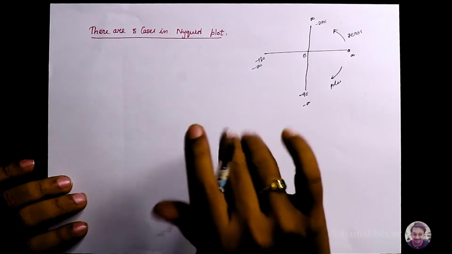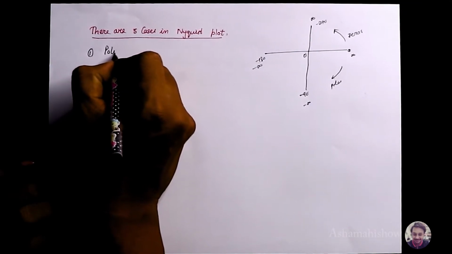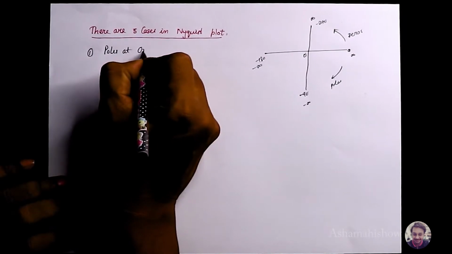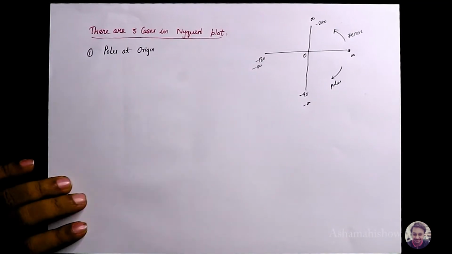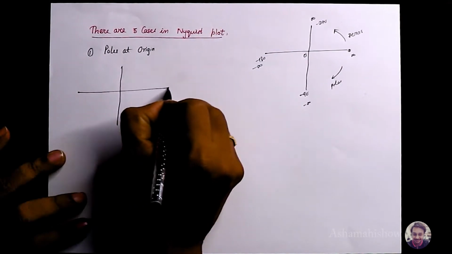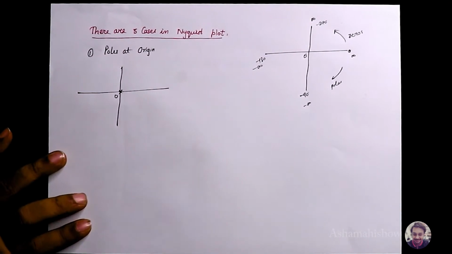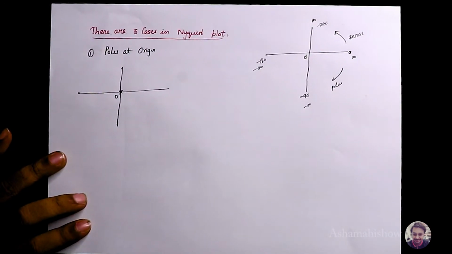The real part comes, the first one. First case, when your poles are at the origin. If you have poles at the origin, let me draw a normal thing. If I have a pole at the origin, there is a pole here. So my Nyquist contour cannot start from the origin. So now how will I draw it?